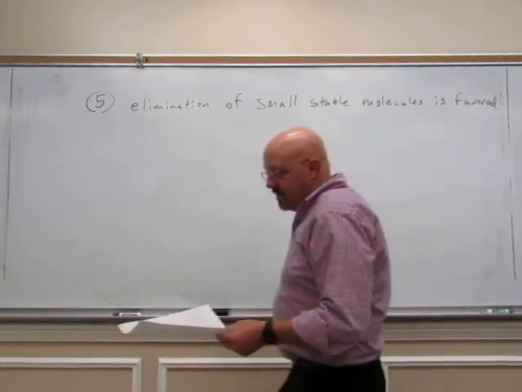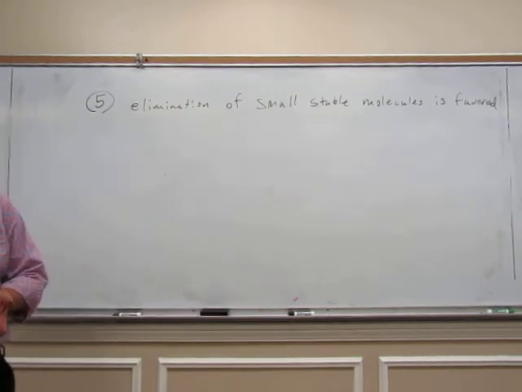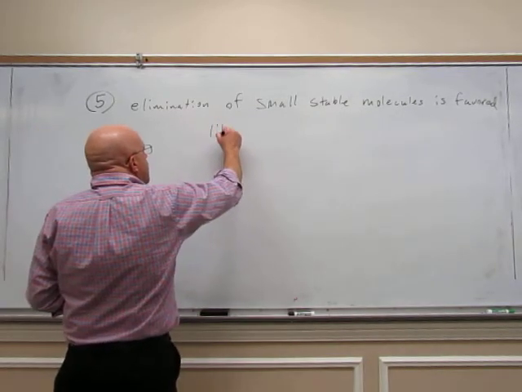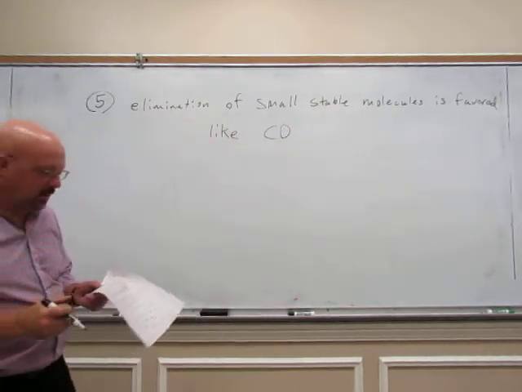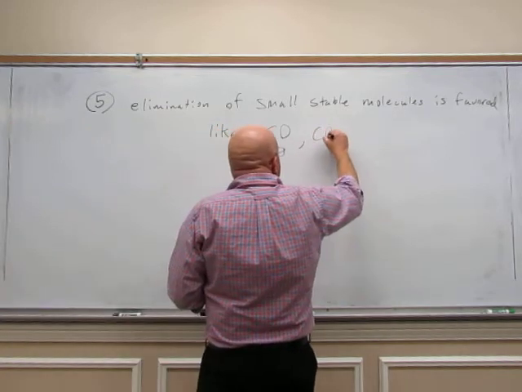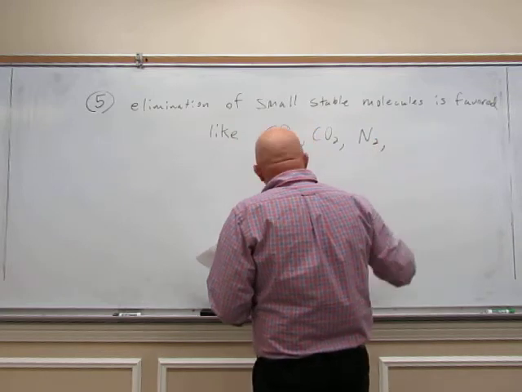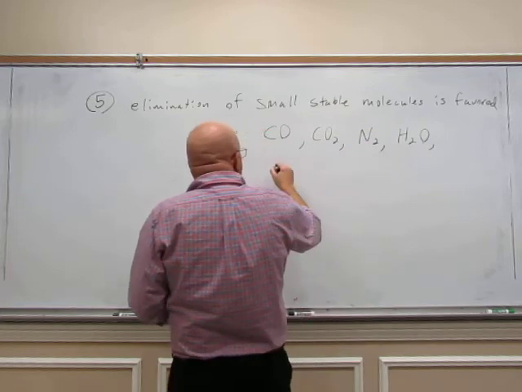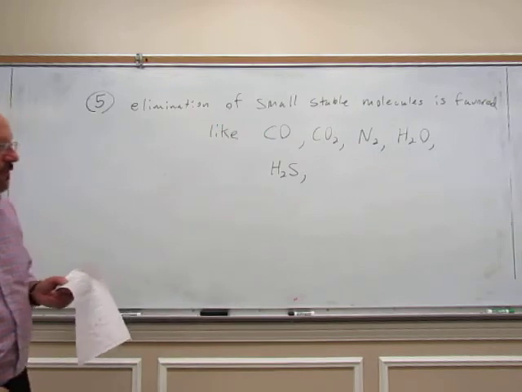Okay, so our next rule says that elimination of small stable molecules is favored. What do I mean by small stable molecule? Things like carbon monoxide, carbon dioxide, a nitrogen molecule, a water molecule. That's stable. Hydrogen sulfide. Hydrogen sulfide, just like water, it's just a sulfur instead of oxygen.